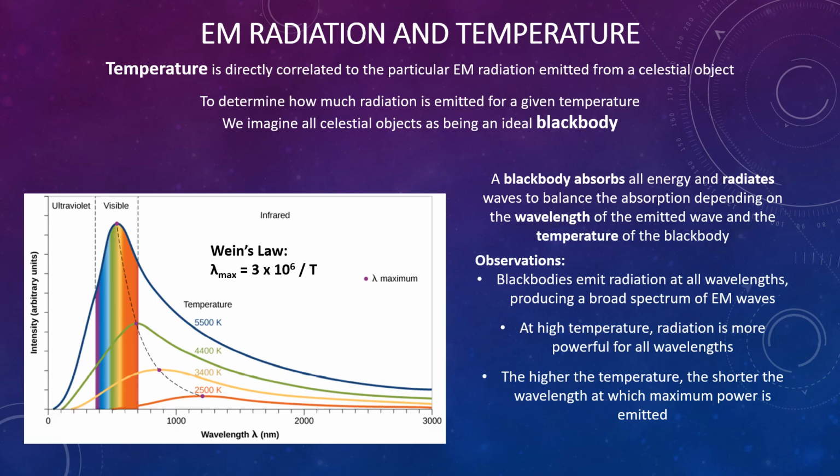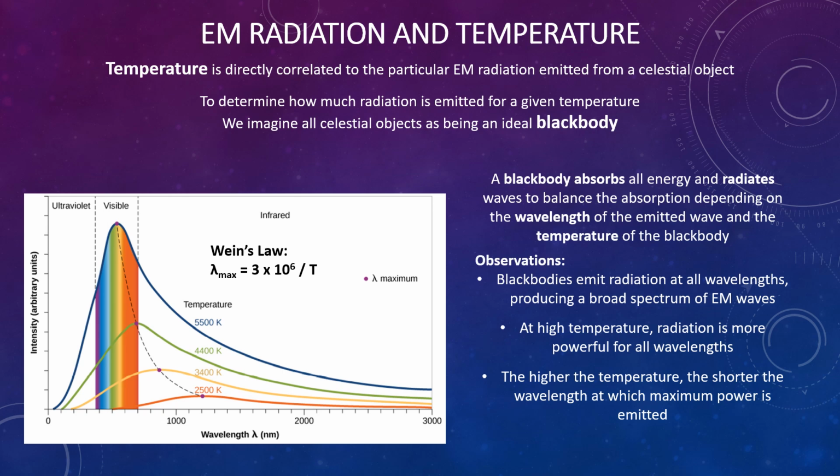So you might be wondering, what is a black body? Well, this is a term from thermal physics that describes an object which is capable of absorbing all incident radiation of all energy levels. And it is also able to radiate out electromagnetic waves that balance out what it absorbed, depending on the wavelength of what it absorbed, the wavelength of what it's emitting, and the temperature of the black body.